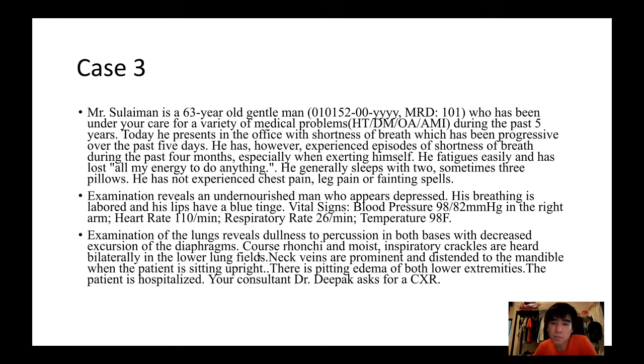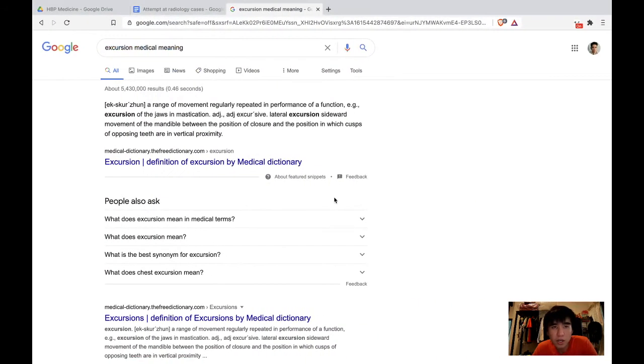Coarse rhonchi and moist inspiratory crackles are heard when the patient is sitting upright. There is pitting edema of both lower extremities. The patient is hospitalized. Your consultant, Dr. Deepak, asks for a chest x-ray. Sounds like he has underlying heart failure for the past 4 months, and in the past 5 days he got worse. Let's look at the x-ray.